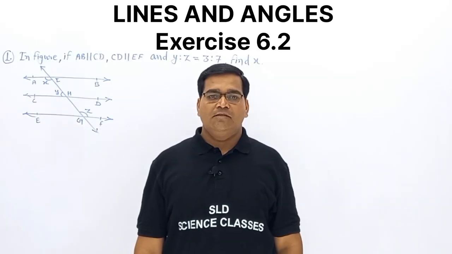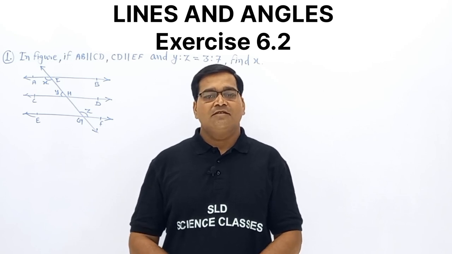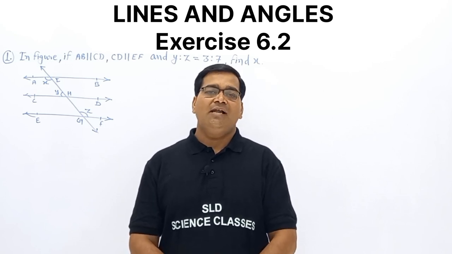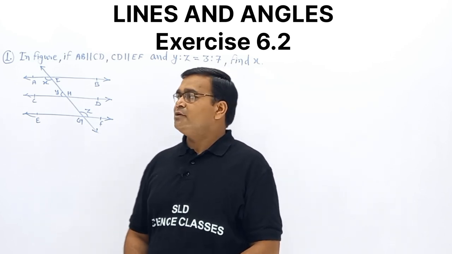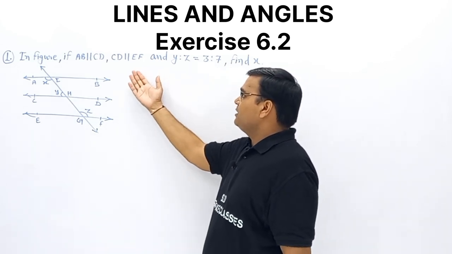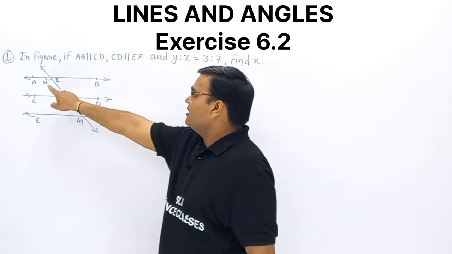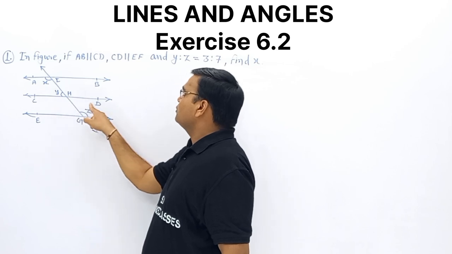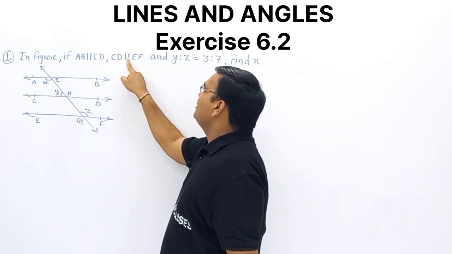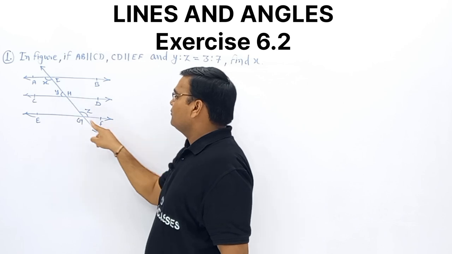In this class, we will discuss question number 1, exercise 6.2, lines and angles. So, what is the question? Observe, in the figure, AB is parallel to CD. This is the AB line and this one is parallel to this one. And CD is parallel to EF, and this line is parallel to this one.